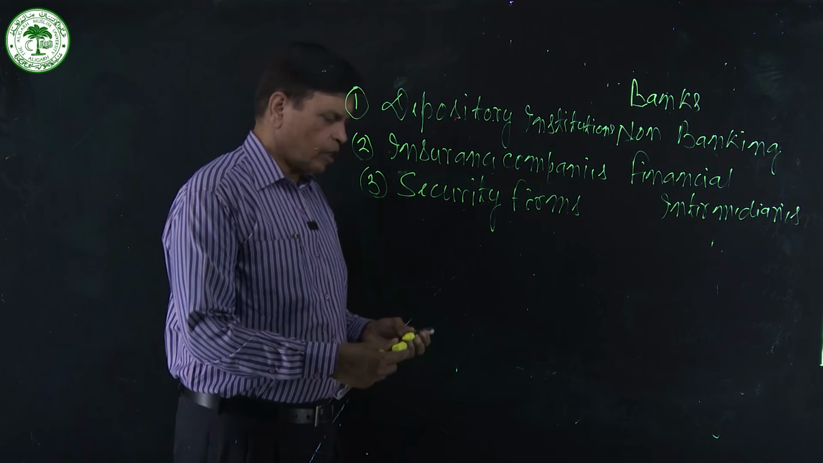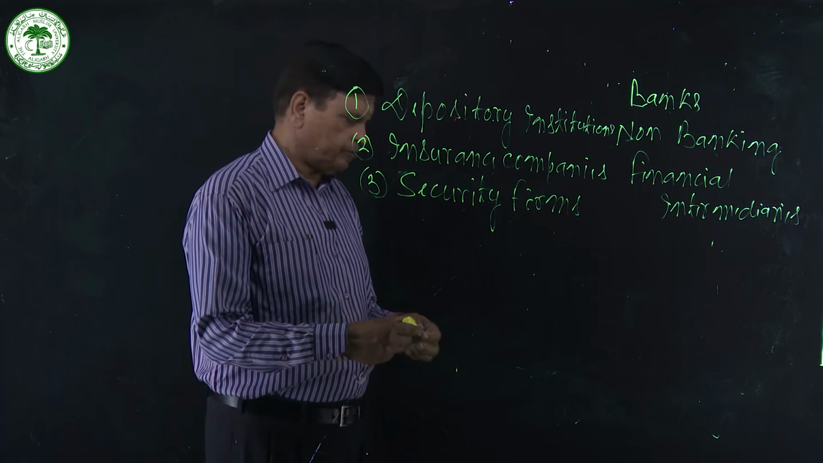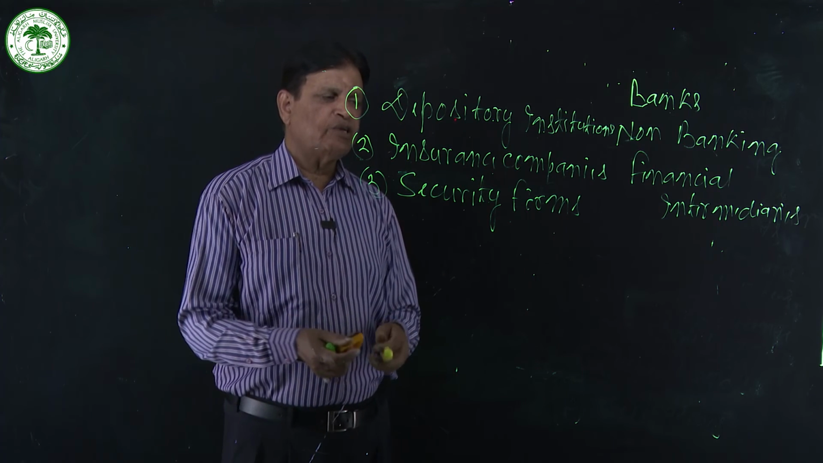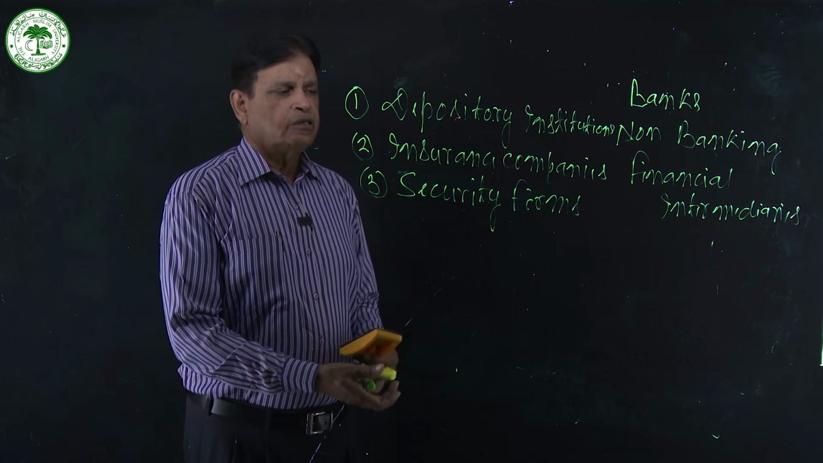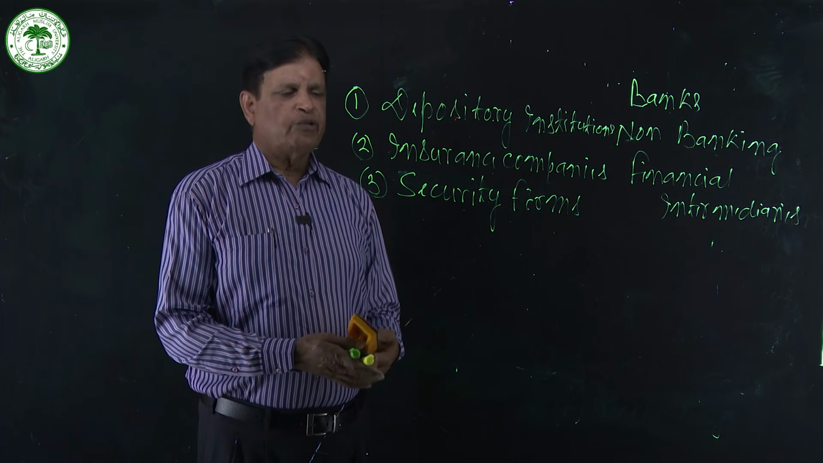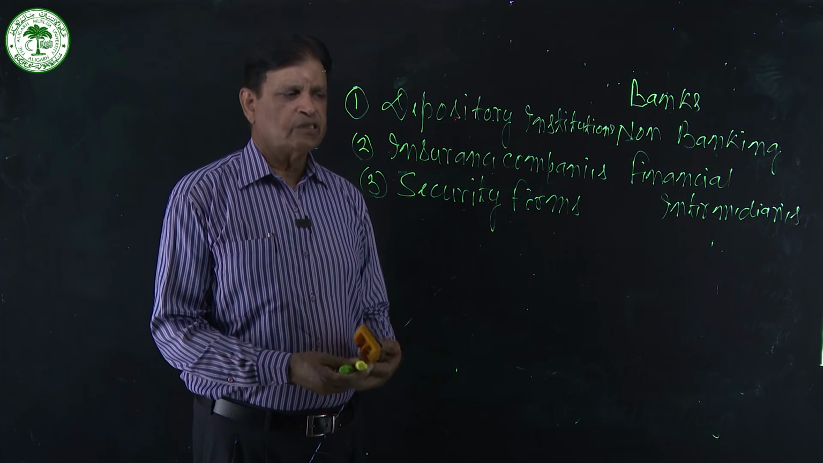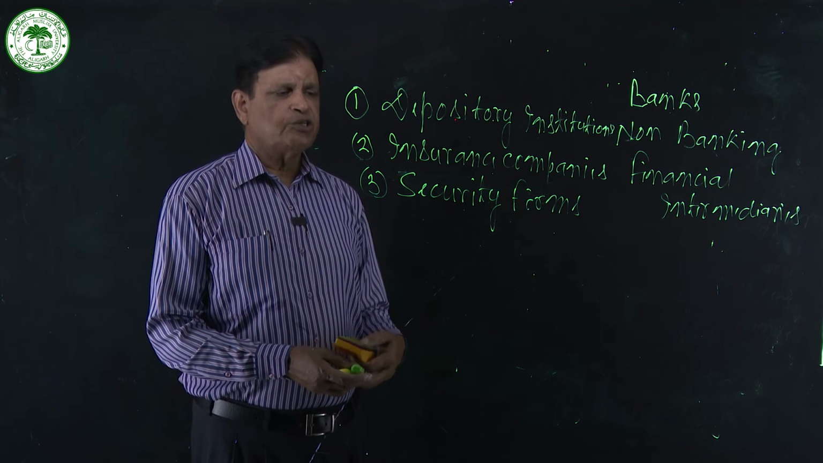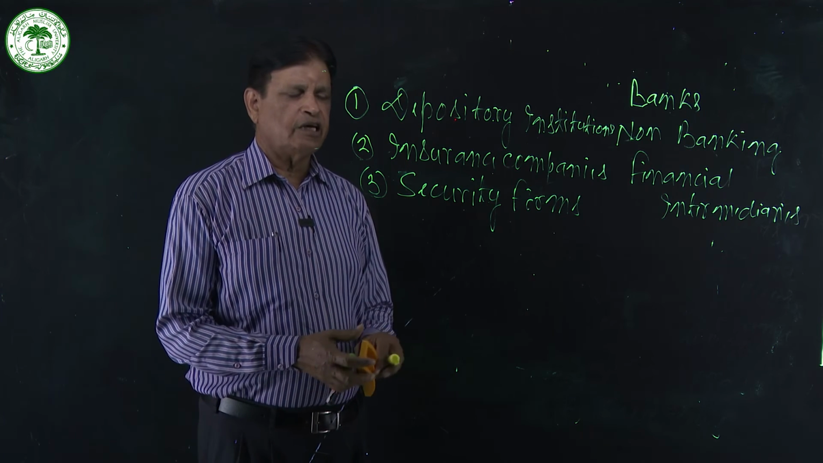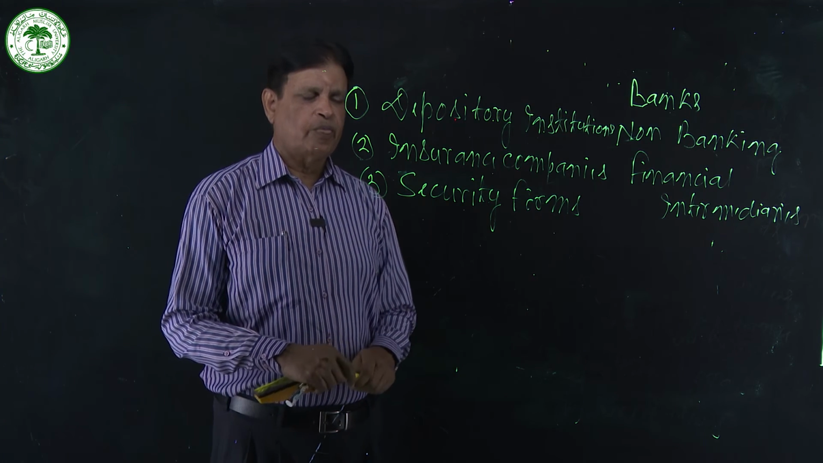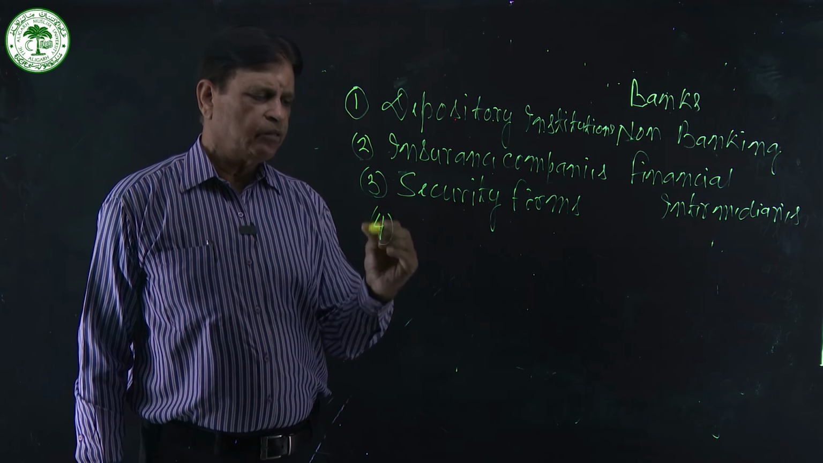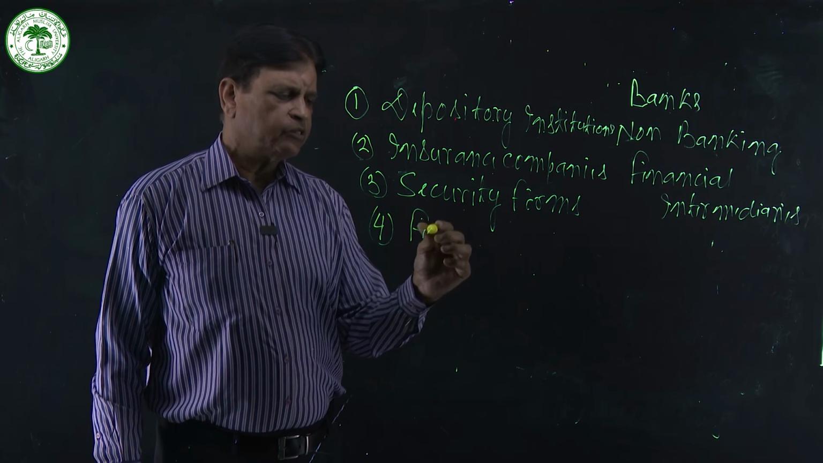Then we have the third one, security firms. Security firms are basically brokers, investment bankers, mutual funds, and other institutions providing investment services. Then the fourth one is finance companies.